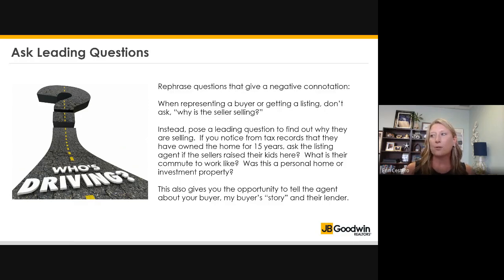This also gives the opportunity to tell the agent about your buyer story a little bit. So if I see the sellers are in a 3,800 square foot home and they've lived there for 15 years, I might ask if they raised their family there, and then I can share the story that our clients really are interested in this home because their kids go to school in this area, they've really loved it, and it again helps with humanizing and setting that tone.